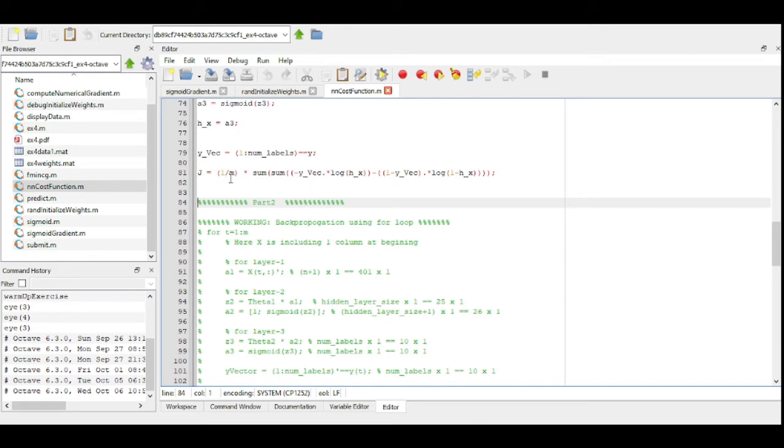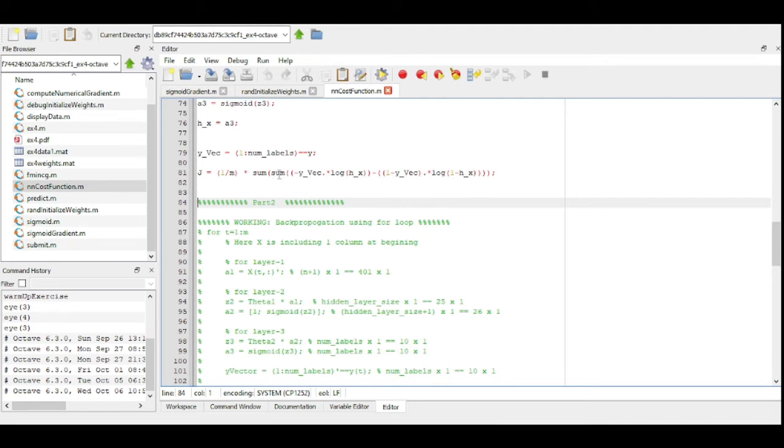So what was the logistic regression cost function? It was 1 by m, and then the sum of minus y, and here y we have taken as y back, the minus y, and log of this hypothesis prediction, minus (1 minus y) into log of 1 minus h of x.